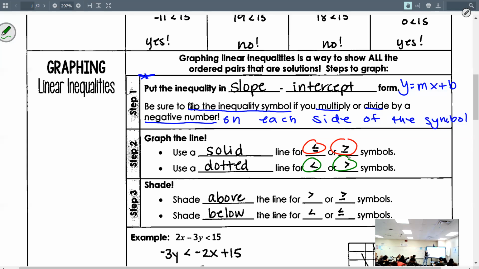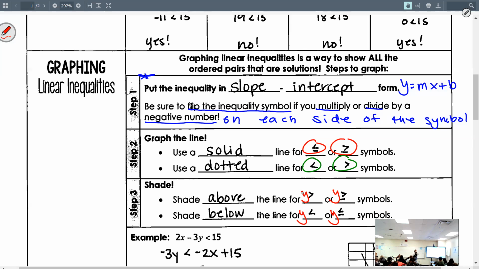The last thing is where it's shaded, because anywhere that it's shaded is a solution. So you need to know whether to shade above or below. You shade above when it's y greater than or y greater than or equal to. So put that y in there so you know. And then you shade it below when it's y less than or y less than or equal to. And I'll show you an easier way that you can try and remember that. Otherwise, just use your cheat sheet.